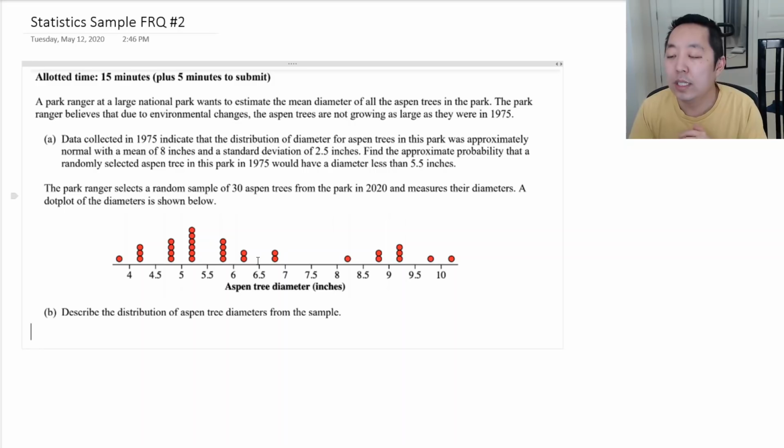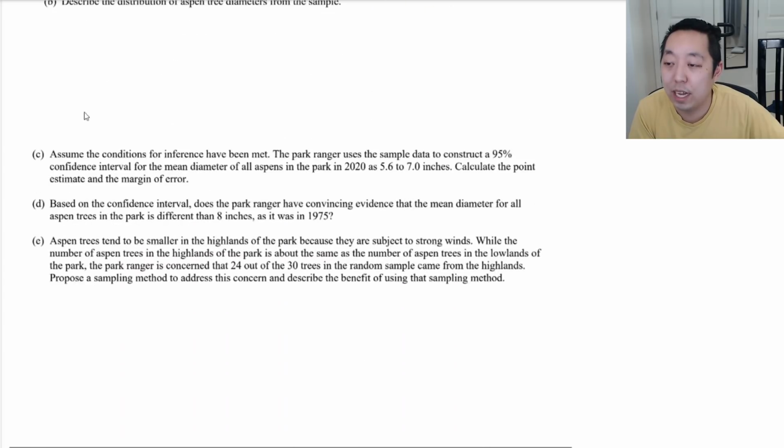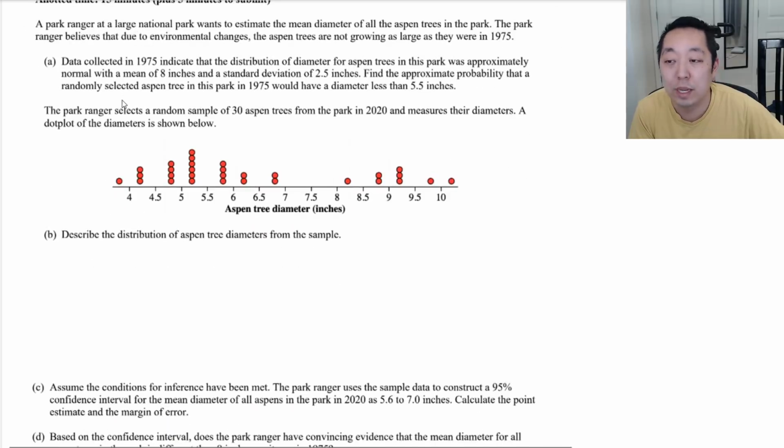Data collected in 1975 indicate the distribution of the diameter of aspen trees for this park was approximately normal, with mean of 8 inches and standard deviation 2.5 inches. Find the approximate probability that a randomly selected aspen tree in this park in 1975 would have a diameter less than 5.5 inches. So this is a straight up normal distribution calculation. And I honestly would draw a picture for this. So here I'm not going to type the answer because I would really want a picture to illustrate my line of thinking.